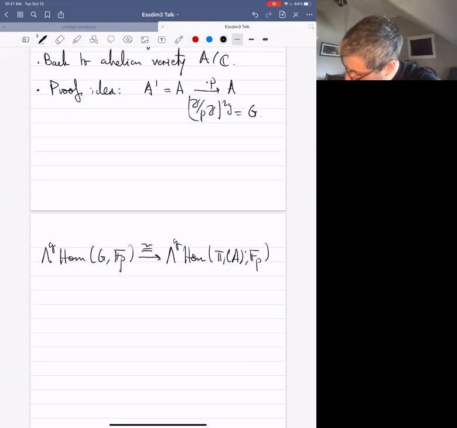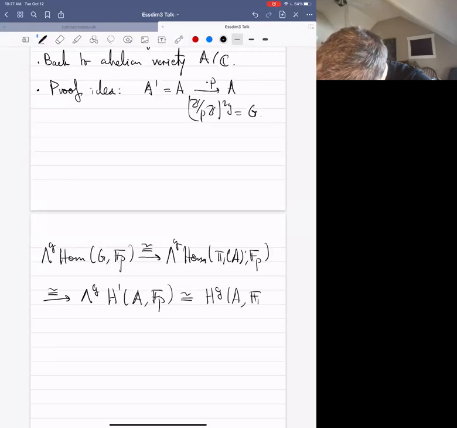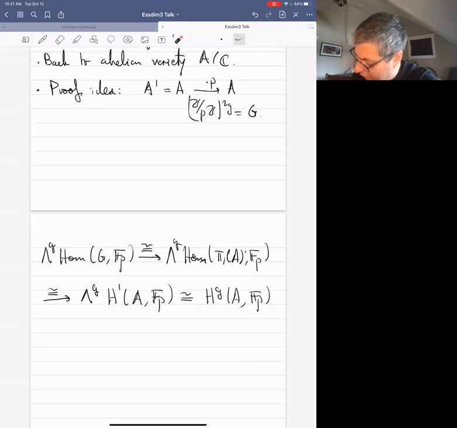Such maps are the same as the g wedge of the H1 of the abelian variety. And this is the same as Hg of the abelian variety. In this case, all the maps are isomorphisms. I want to emphasize that we could have done the same thing for any G covering of anything else. We always have maps like this. The only difference is that maybe this map is not an isomorphism.